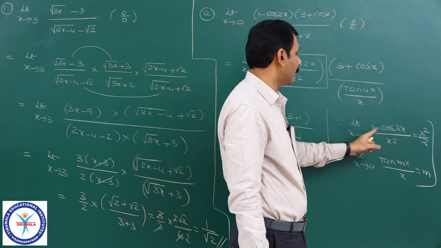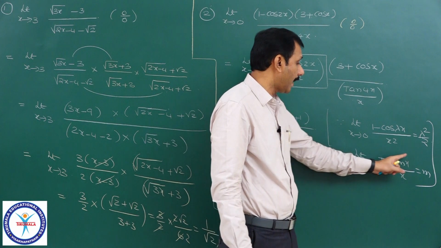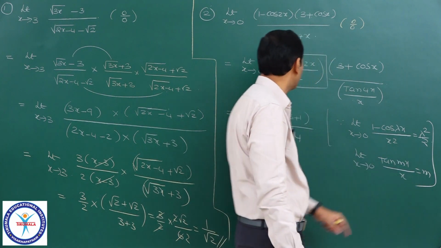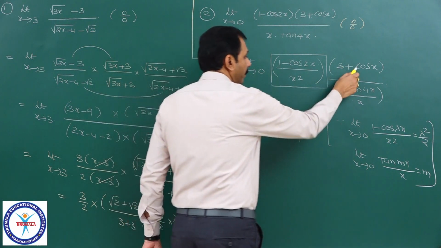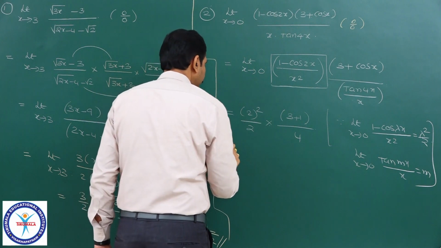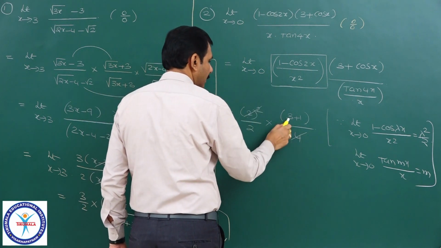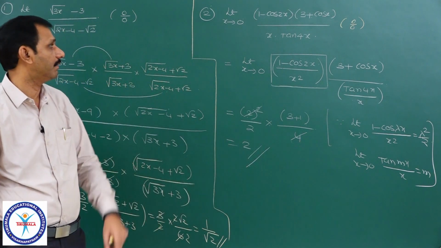Limit x tends to 0, 1 minus cos lambda x by x square equals lambda square by 2, and limit x tends to 0, tan mx by x is equal to m. These two. Here I have used lambda square by 2 meaning 2 square by 2, it is 3 plus 1, it is tan mx by x means this is the value. This 4 and 4 cancel, 3 plus 1, 4 by 2 is equal to 2 will be the limit of that.